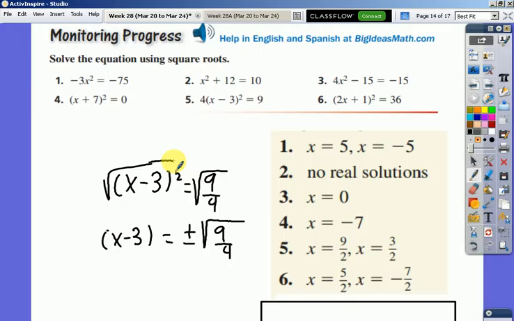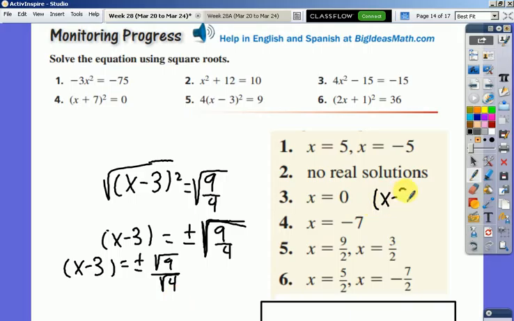So when I take the square root of something, what do I do? What's the rule? Square root of a fraction: square root of both the top and the bottom. So this is x minus 3 equals plus or minus the square root of 9 divided by the square root of 4. So I have x minus 3 equals 3 over 2. And then when I add 3 to both sides, what do I get?